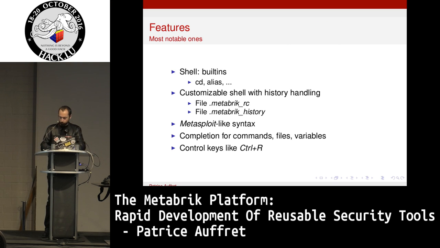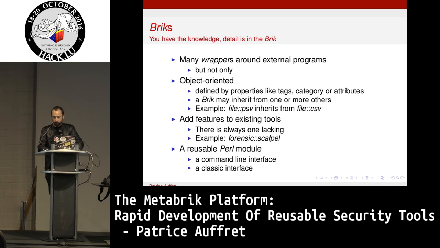OK. That was for the shell. Features, the most notable ones. You have the built-ins, cd, alias. You can customize the shell with the .metabrik.rc file. You have history handling, like a Unix shell. You have Metasploit-like syntax, you have seen it. And completion for commands, for files, for variables, for Brik names. You have completion everywhere, so you have to type the minimum of characters to use it. And because it is using the GNU libreadline, you have all the control keys, you have Control-R to search your history.